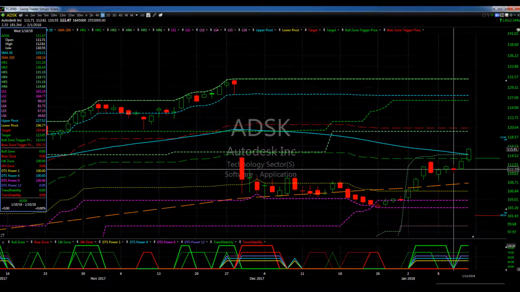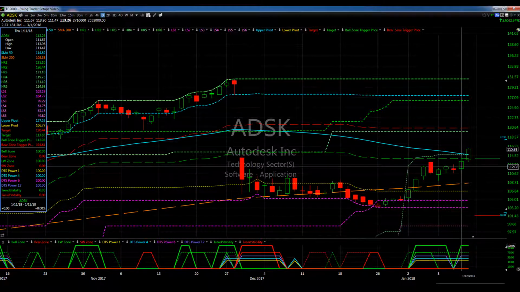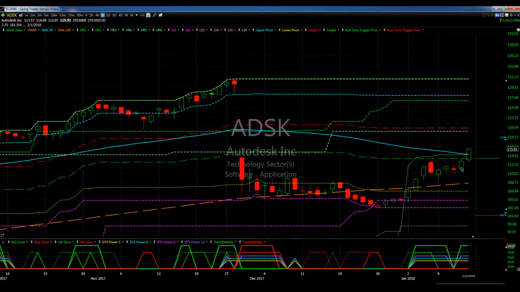The next day it broke back into the bull zone. Well, it wasn't the same bull zone as before. The original breakout was right around here at 109. The first day it showed up on a daily bull zone.